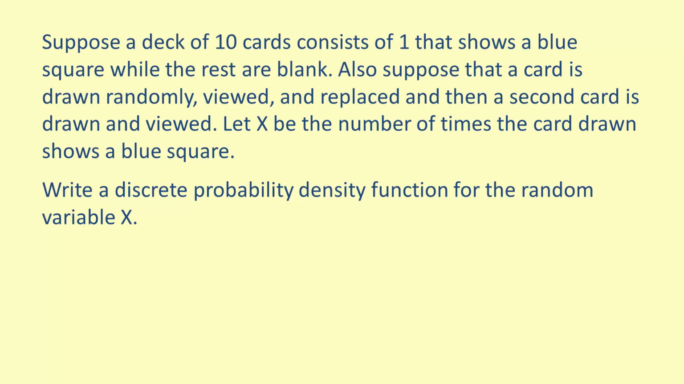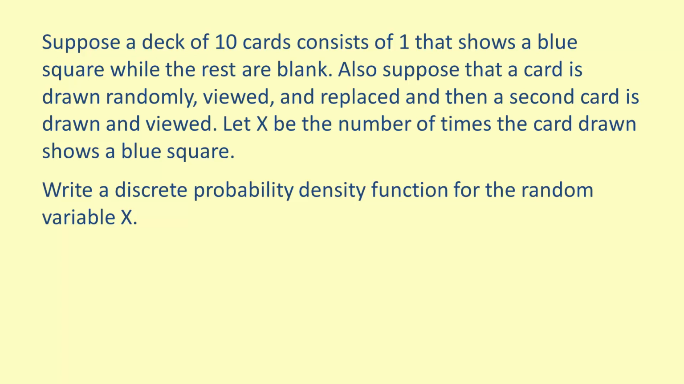Suppose a deck of 10 cards consists of one that shows a blue square while the rest are blank. Also suppose that a card is drawn randomly, viewed, and replaced, and then a second card is drawn and viewed. Let X be the number of times the card drawn shows a blue square. Write a discrete probability density function for the random variable X.